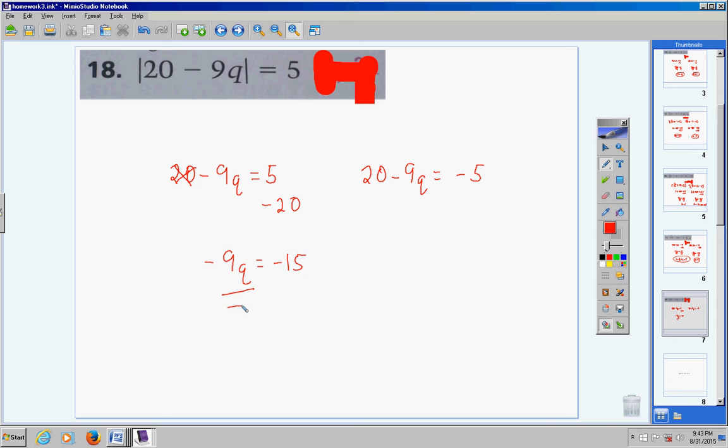Now divide both sides by a negative 9. This fraction can be reduced, so be careful. A negative over a negative is positive. 3 goes into both of those numbers. So you're welcome to put 5/3. You are not welcome to put 15 over 9, okay? Because it can be reduced. Also, instead of 5/3, you can put 1 2/3.